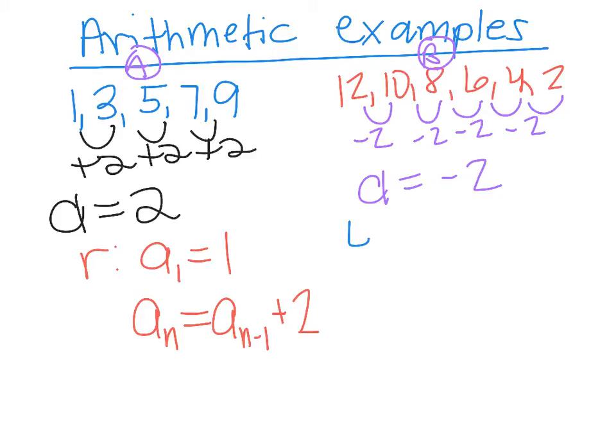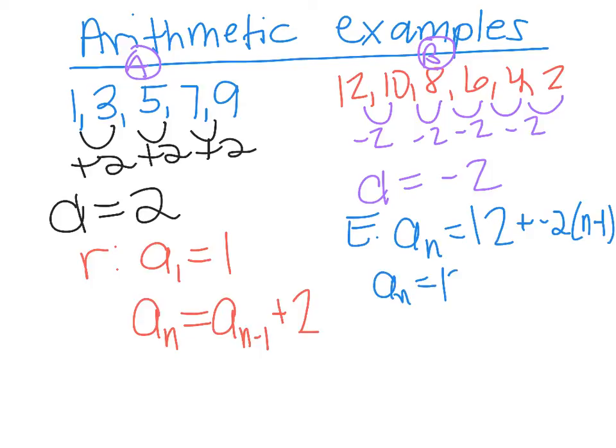Okay, for the explicit formula, I have a sub n equals my first term, which is 12, plus a negative 2 times n minus 1. So I'm going to distribute everything out. So I have a sub n equals 12 minus 2n plus 2, because a negative 2 times a negative 1 gives me a positive 2. So I'm going to combine like terms. So my explicit formula is a sub n equals 14 minus 2n.